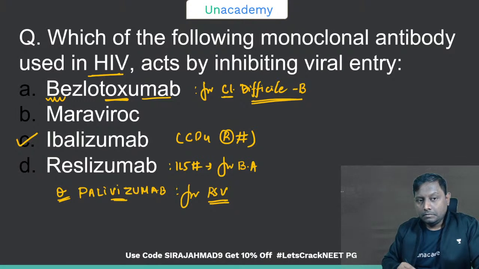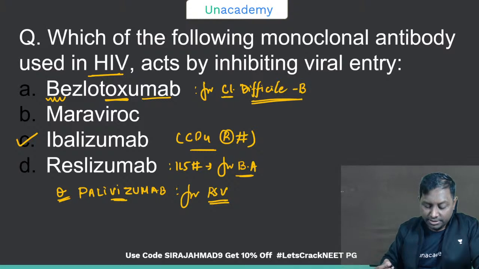So palivizumab is for the respiratory syncytial virus; mepolizumab and reslizumab are for bronchial asthma; ibalizumab is against CD4, right? Ibalizumab acts by inhibiting viral entry. Maraviroc also acts by inhibiting viral entry, but by binding at a different site, CXCR4.